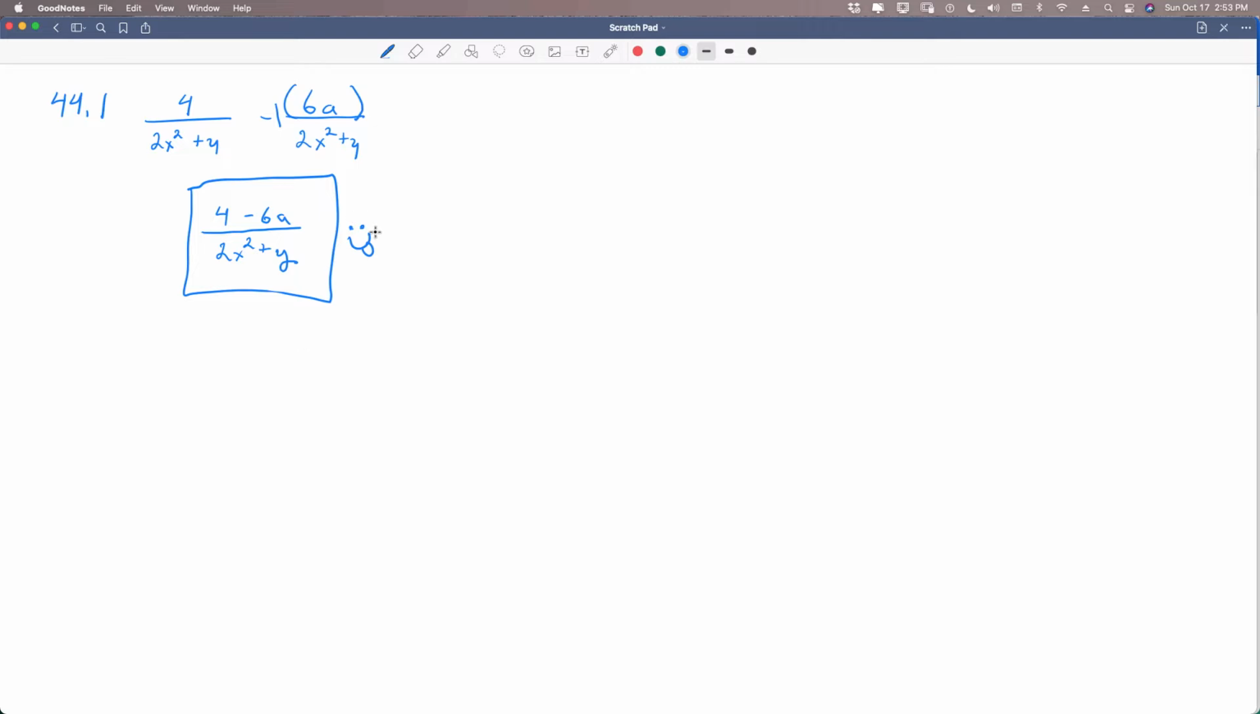And that is correct. Let's do 44.2. See how easy these are? You guys can do these in your sleep. I probably don't even need to show it to you. You probably could just look at it and figure it out. Y'all are so smart. 5 over a squared plus 7y.